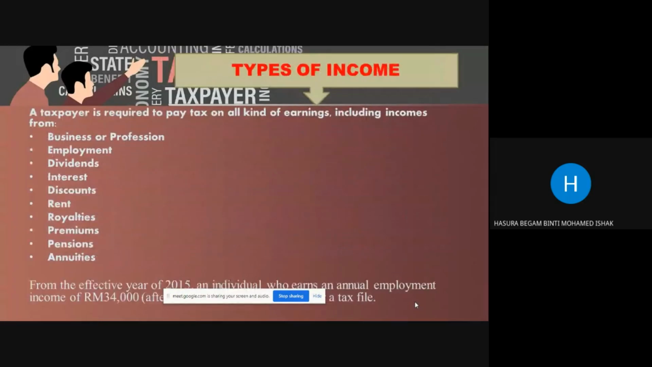So types of income. These are the types of income that we will pay tax on. It includes business or profession, employment income, dividend income, interest received, discounts, rents, royalties, premiums, pensions, and also annuities. From the effective year of 2015, an individual who earns an annual employment income of 34,000 after the EPF deduction should register a tax file.